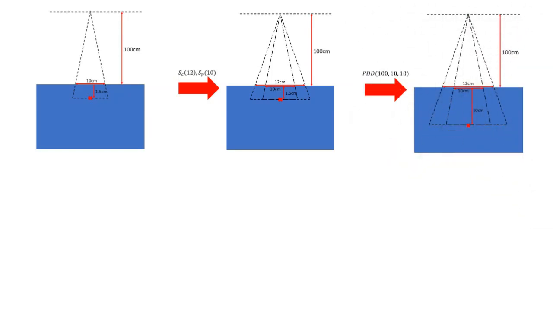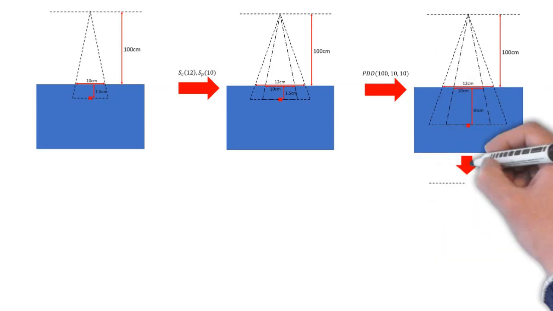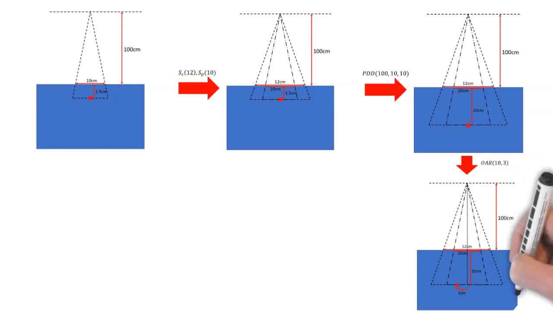So we use the PDD at 100 centimeter SSD for a 10 by 10 field, which is the blocked field size, at a depth of 10. And that's what you see with this sketch here. You can see our depth changes to 10 centimeters. Then we can apply our off-axis ratio, so we can move 3 centimeters off-axis.